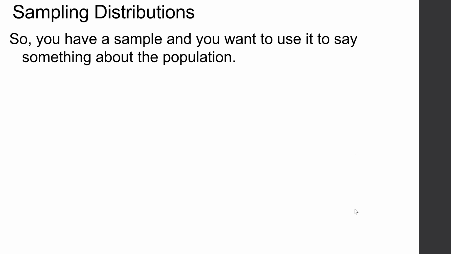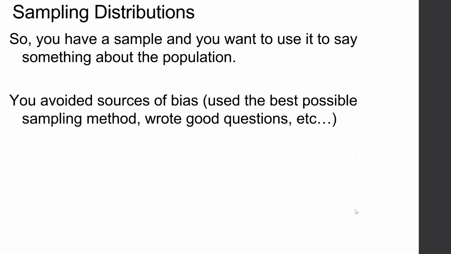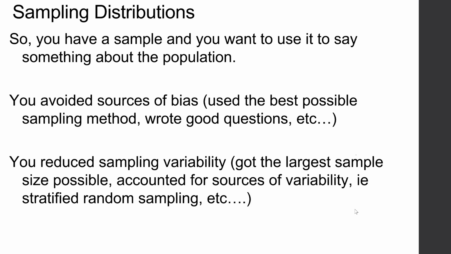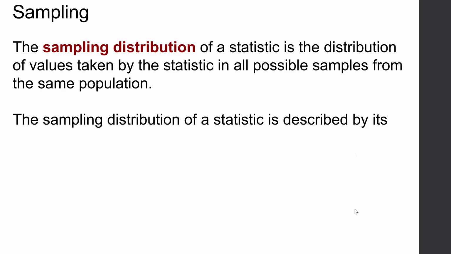All right, so let's say that you've done a good sampling scheme, you have your sample, and now you want to use it to say something about the population. Now we're going to talk about the sampling distribution of a statistic. You avoided sources of bias, used the best possible sampling method, wrote good questions, reduced sampling variability, got the largest sample size possible, and accounted for sources of variability. So now what do we do? Well, now we're going to talk about how that statistic varies from sample to sample.